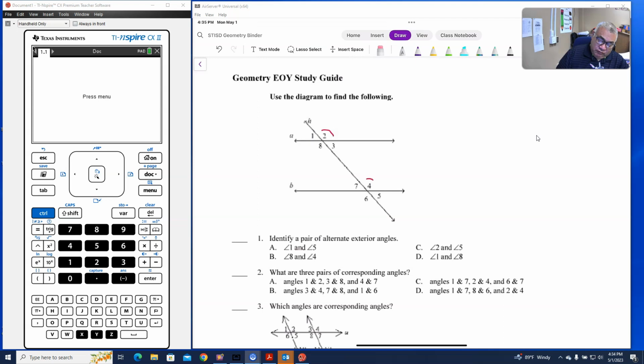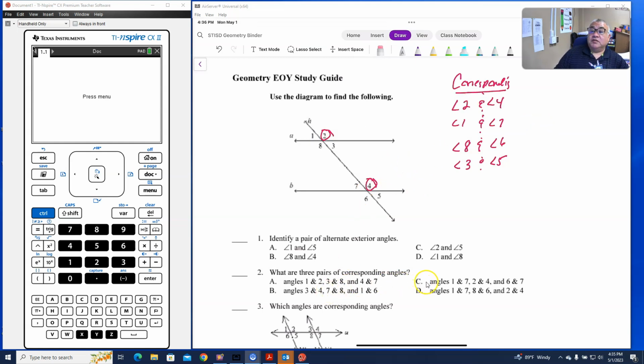2 and 4 are corresponding. Angle 1 and angle 7 are corresponding. Angle 8 and angle 6 are corresponding. And angle 3 and angle 5 are corresponding. So these are all your corresponding angles.